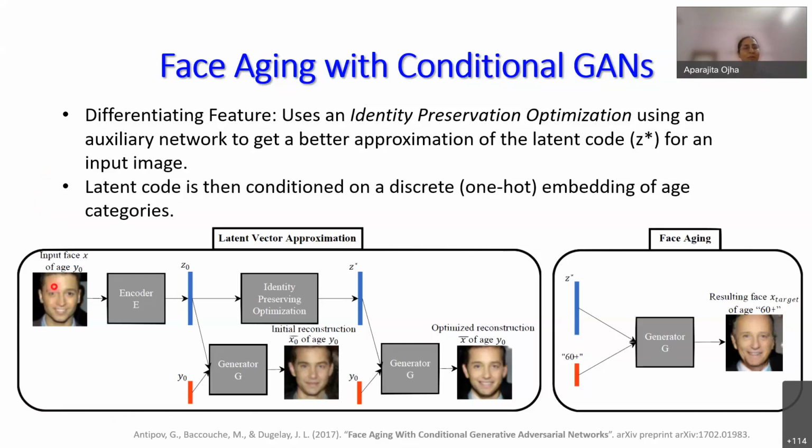So suppose I have an input face of age Y0. I will extract the best features using an encoder network, and let Z0 be the extracted features of this input face. Now, I'm not giving any age information to the encoder right now. I'm only giving the image. With this, I will be giving Y0 as the age to the generator. So I have the extracted features Z0, and I'm adding the age information Y0.